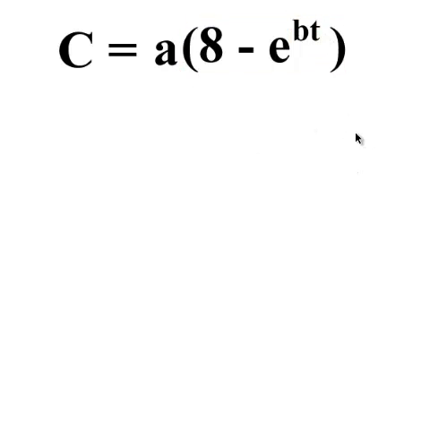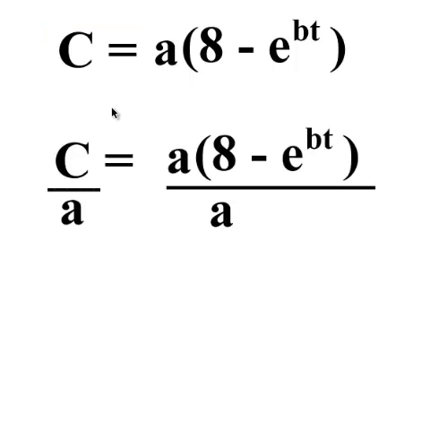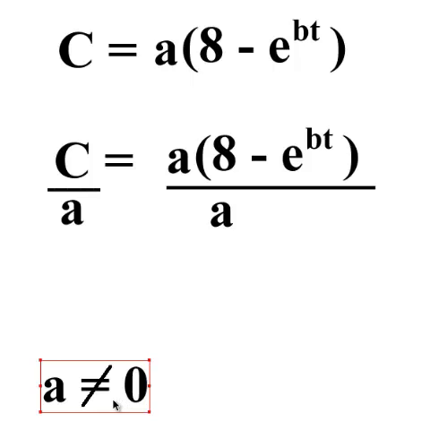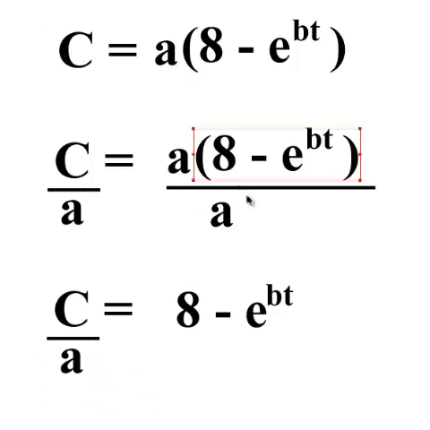So any factor that does not have t in it, we're going to move it to the other side of the equal sign. First thing I'm going to do is divide both sides by a, which means a cannot equal 0, but let's go ahead and do the math here. This a cancels with that a. That simply leaves 8 minus e to the bt here, and this is still divided by a.